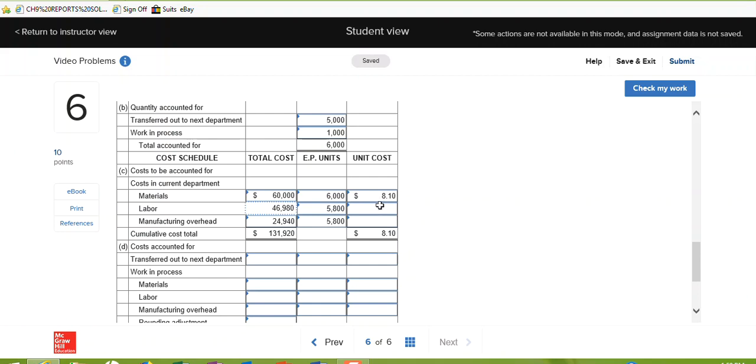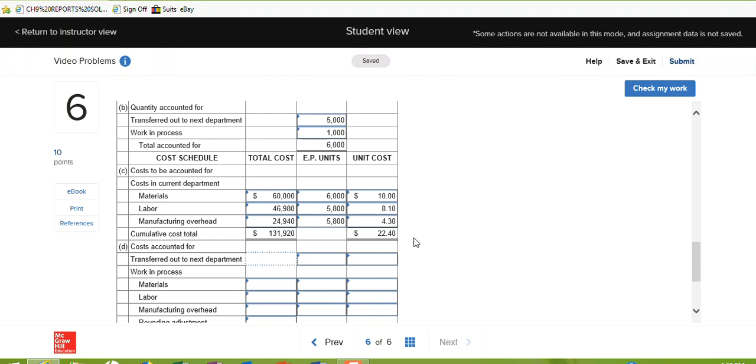Whoops, it's the wrong box again. Fix that. And for overhead, you're going to do the same thing, divide the cost by the units, and it comes up to $4.30. So it cost us $22.40 for materials, labor, and overhead to make those games or whatever it is we're making.